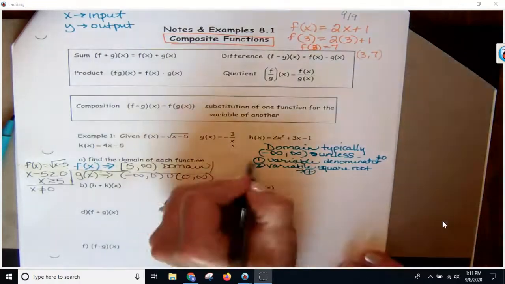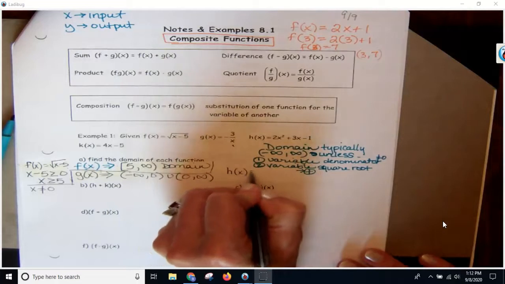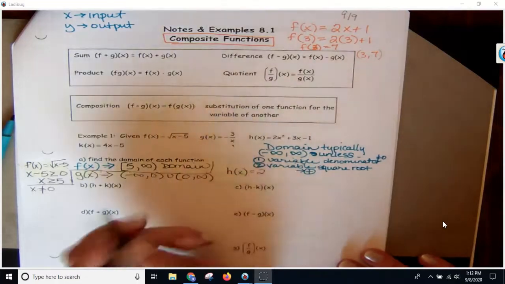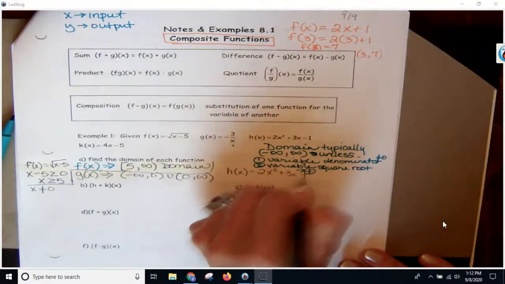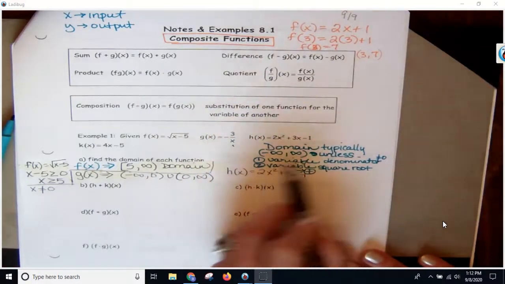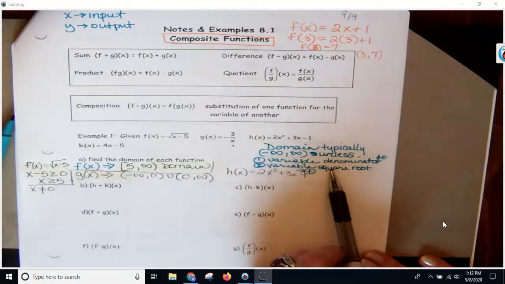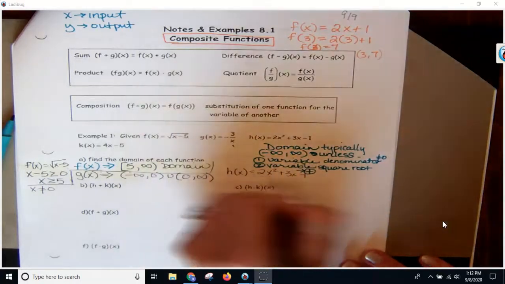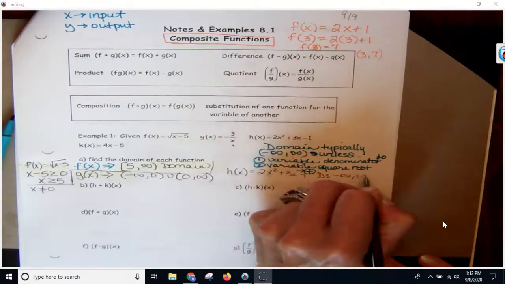The next is going to be h of x equals 2x squared plus 3x minus 1. Do we have any of our restrictions? Do we have a situation where an unknown is in the denominator? No. Do we have a situation where an unknown is in a square root? No. So my domain here is going to be negative infinity to positive infinity.